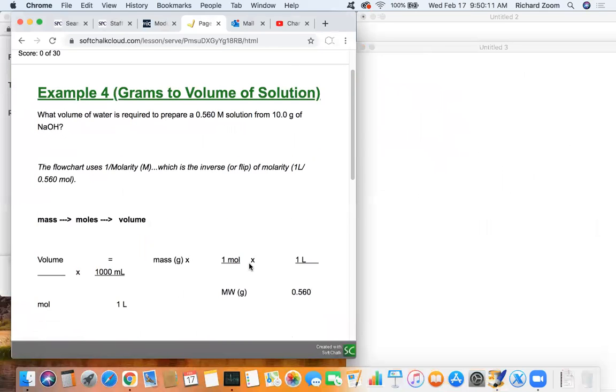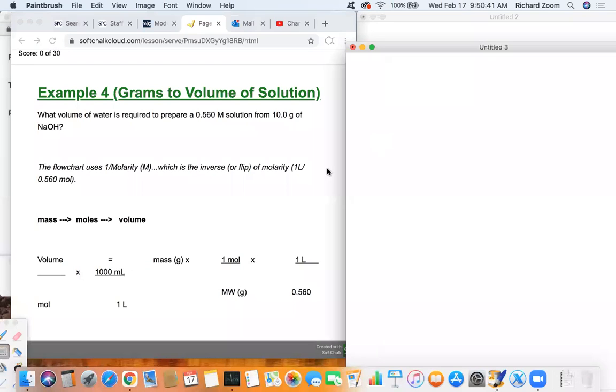All right, what about if we have grams and we're trying to figure out the volume of water we need to get to a certain concentration? This is a very important calculation that we tend to do in the lab a lot. If we have a certain amount of a compound and we want to figure out how much solvent we need to add in order to make a solution of a certain concentration, which is effectively what we're trying to achieve here.